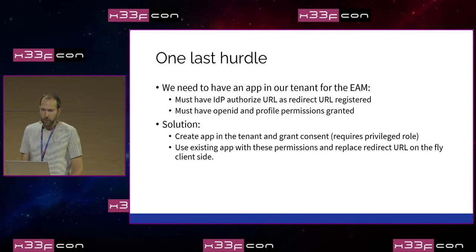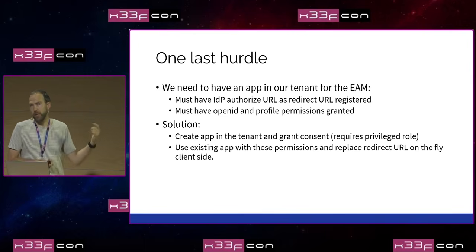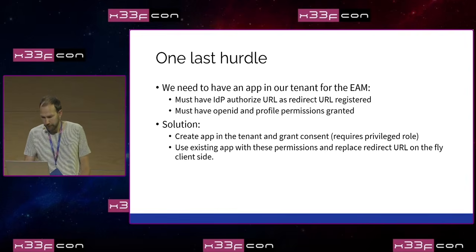There's one little issue with this. So you do technically need to have an application in your tenant if you want to use the external authentication method. Now, if you want to configure this external authentication method, then you do need to create that app. Usually it's not a problem, because configuring these methods requires quite a privileged role. So creating an app is then not going to be the issue. Technically, you can also use an existing app, because it needs to have the correct redirect URL, but we can also replace that client side, which is a little, I'm not going to talk much more about this, but basically the application requirement is not really a problem in this case.